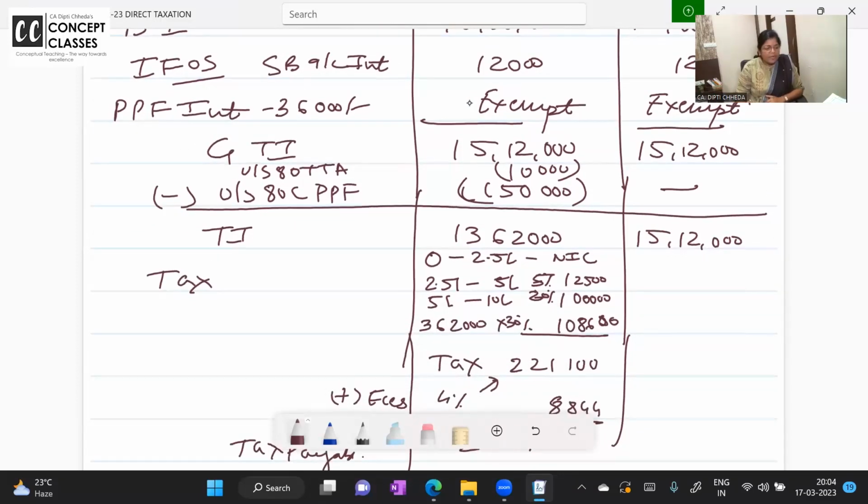So this will reduce your income further to 13,52,000. And balance will be 3,52,000. The tax will change. 3,52,000 into 30%, 1,05,600 plus 1,12,500. That is 2,18,100 into 4%.